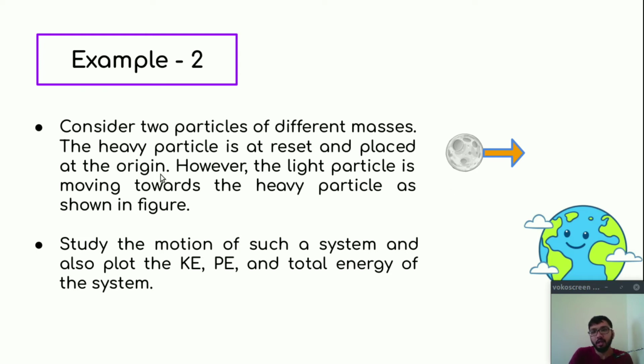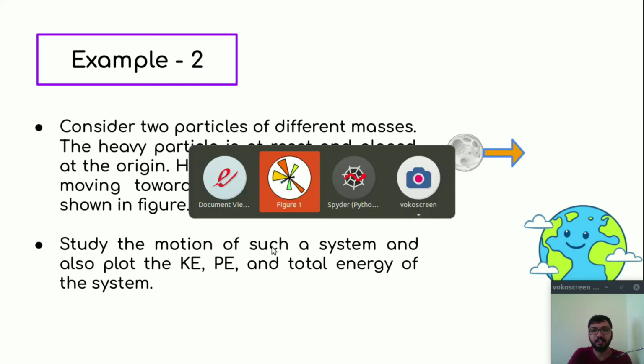The heavy particle is at rest and placed at the origin. So this one doesn't have any initial velocity. However, the light particle is moving towards the heavy particle, as we can see in this figure. This is how it is approaching our heavy particle, and we want to study the dynamics of this system. So what will happen? Let's find out the answer to this problem and simulate this.